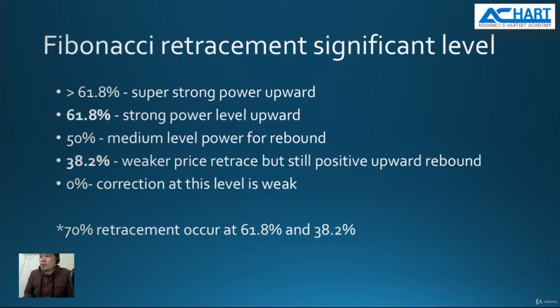Again, I want to mention that this Fibonacci retracement significant level is being used specifically for this session, for this course. Usually people look at 38.2% as the strong power level upward, but for our session, we use 61.8% and above as our strong power level upward, and I will show you specifically how to use Fibonacci in terms of our analysis. We have to know that 70% of retracements occur at 61.8% and 38.2%.